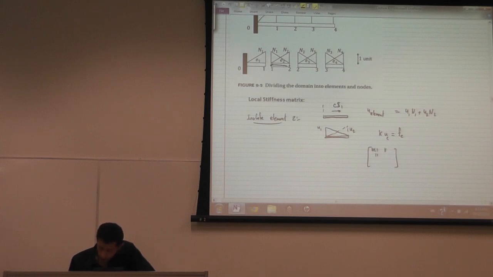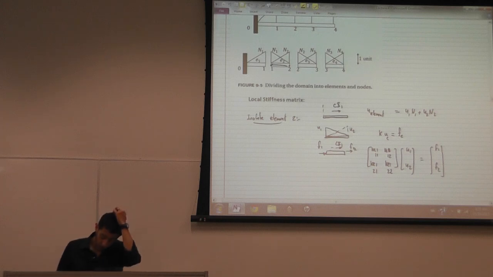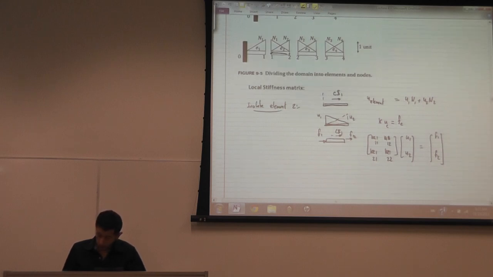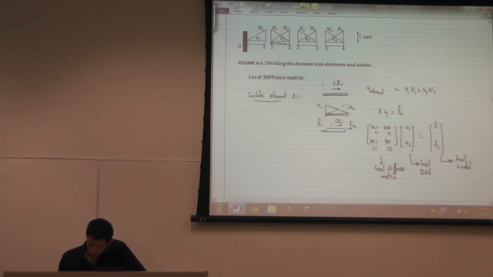The stiffness component of element 1, 1, 1, the stiffness component of element 1, 1, 2, stiffness component of element 1, 2, 1, stiffness component of element 1, 2, 2. This will be multiplied by the U1, U2 of this element, and this will be equal to F1, F2, which are the forces acting here, the corresponding forces. The ones that correspond to that applied load, I take that applied load on that element and I divide it using a certain integral into force on the left and force on the right on my degrees of freedom. And this will be the local stiffness matrix. I call this the local stiffness matrix. These are local degrees of freedom. These are the local node forces.